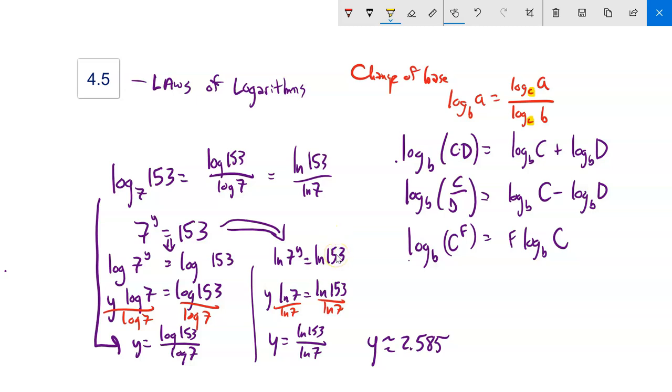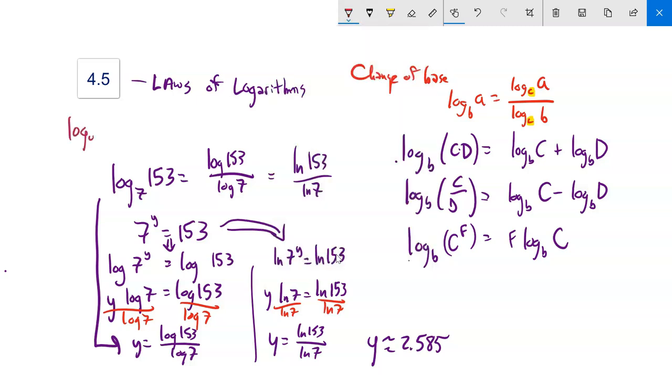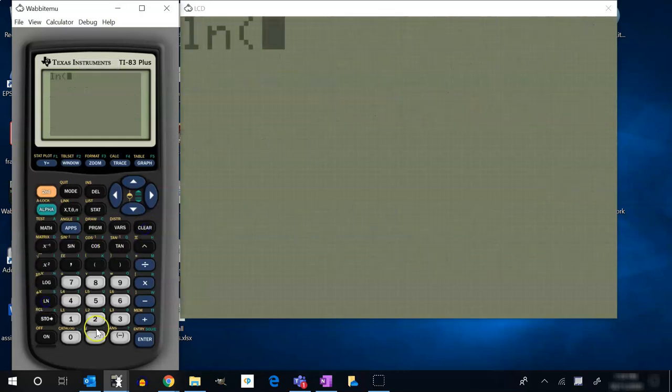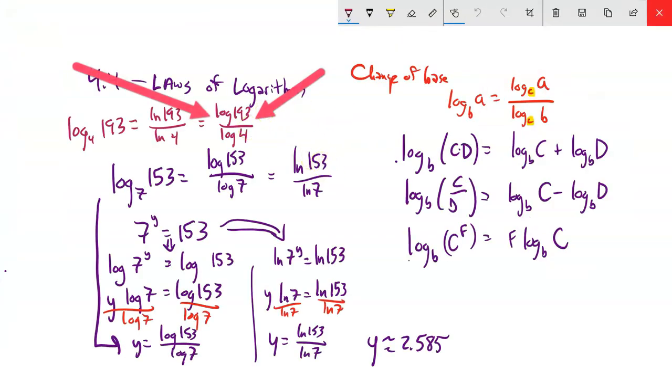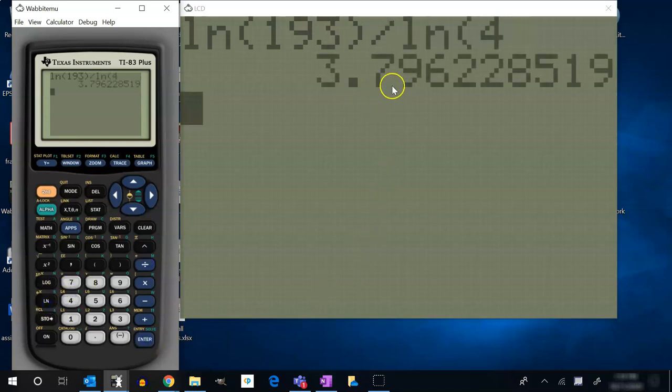So now, using this change of base formula, I can evaluate anything that gets thrown at me in logarithms. Like, if you wanted to know what log base 4 of 193 was, I use that change of base formula, and I know that's the same as natural log of 193 divided by natural log of 4. Or if you don't want to use natural log, you could say log base 10 of 193 divided by log base 10 of 4. And you do that on your calculator. Natural log of 193, do not forget to close off the parentheses, divided by natural log of 4, and I get 3.796.